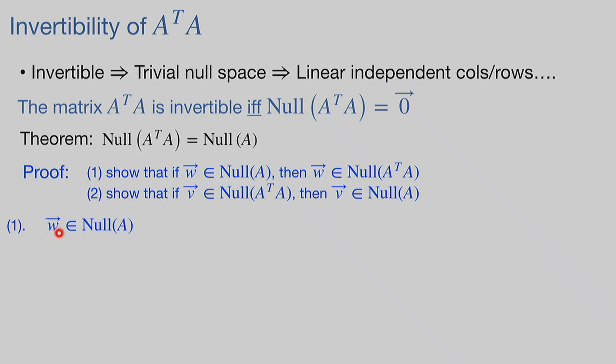We say W is in the null space of A. That's the thing we know. What does it mean to be in the null space of A? What is A times W? If W is in the null space of A, A times W is 0, right? Yeah, that's easy.